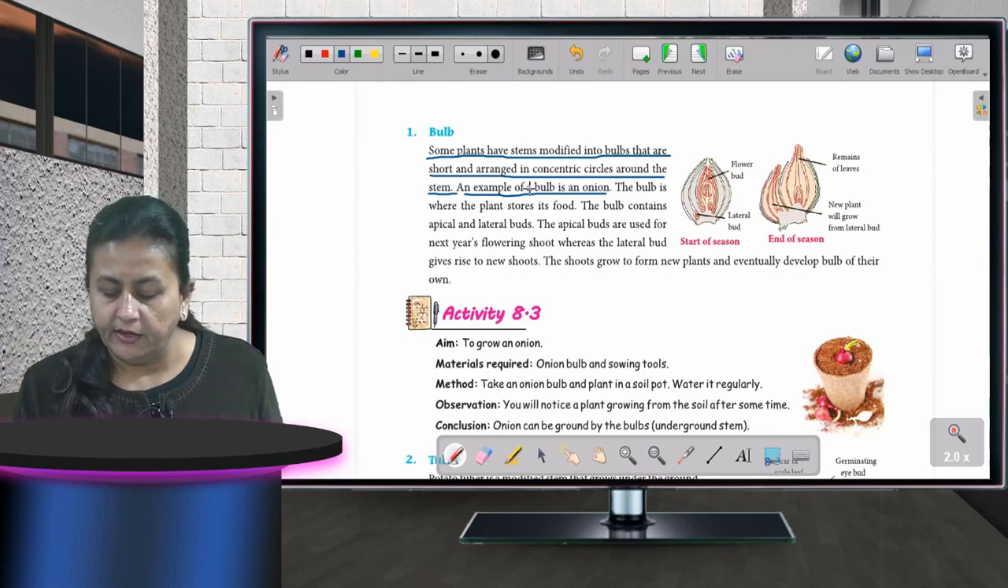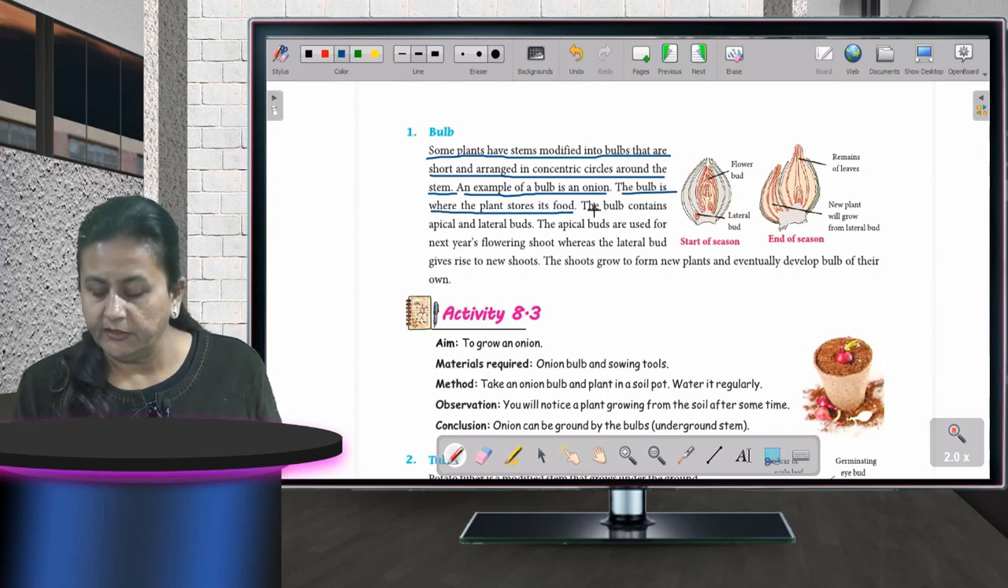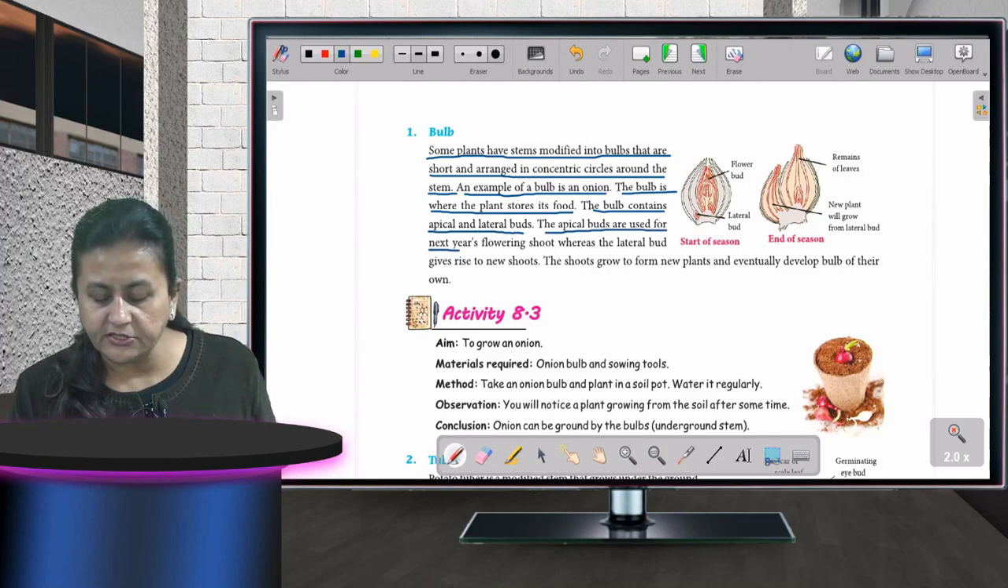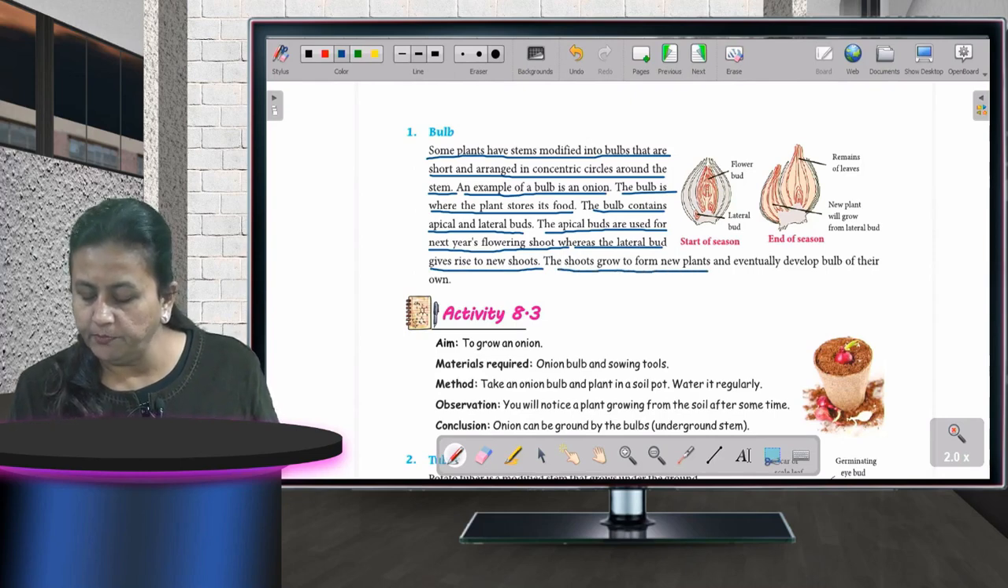The bulb is where the plant stores its food. The bulb contains apical and lateral buds. These apical buds are used for next year's flowering shoot, whereas lateral buds give rise to new shoots. The shoot grows to form new plants and eventually develops bulbs of its own.